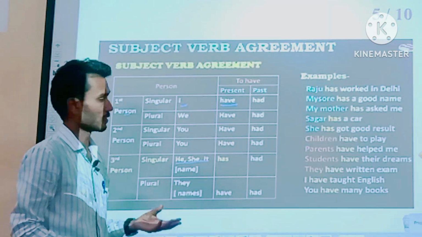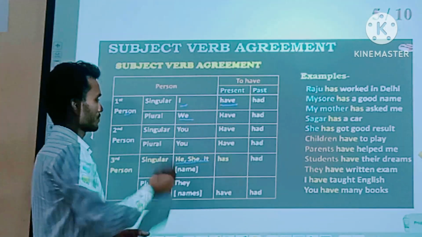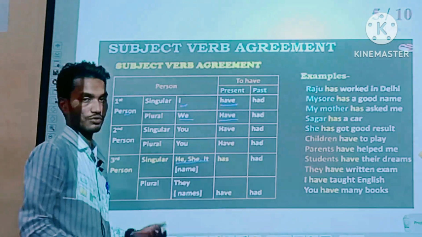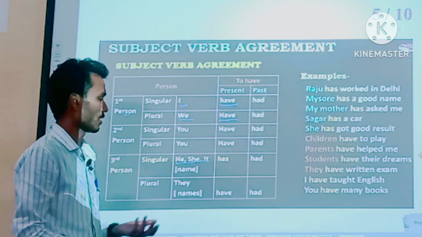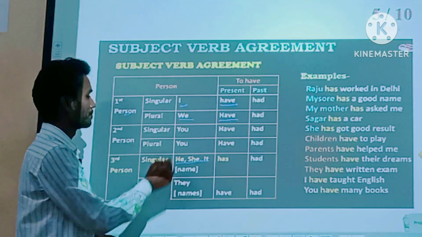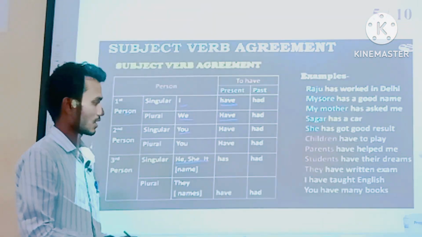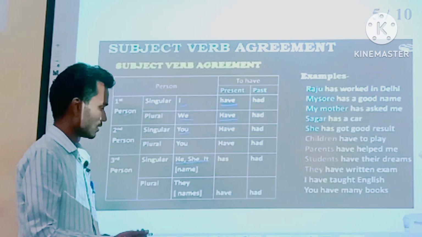I have a pen, right? We have a pen, right? We here is first person plural, so the verb form have should be used, right? We have a pen, I have a pen, right? Then you is second person singular, you have a pen, right?